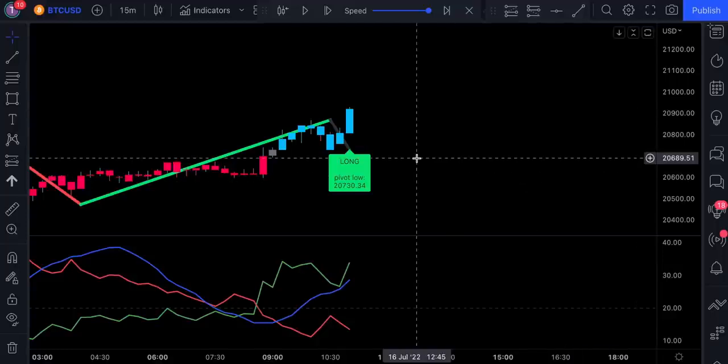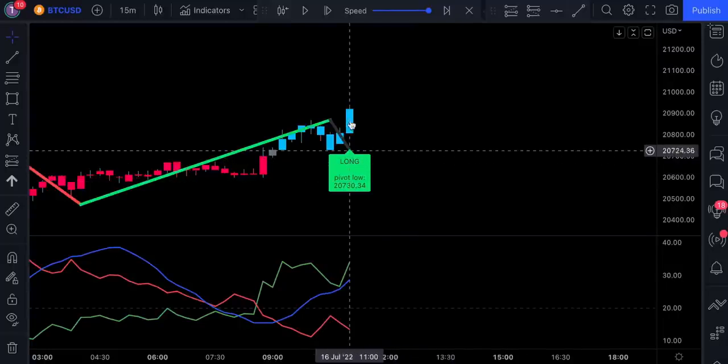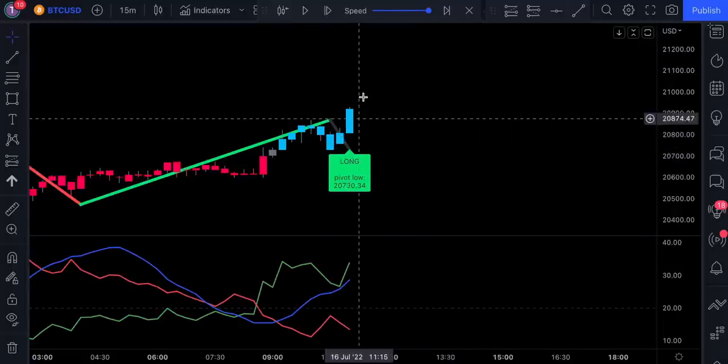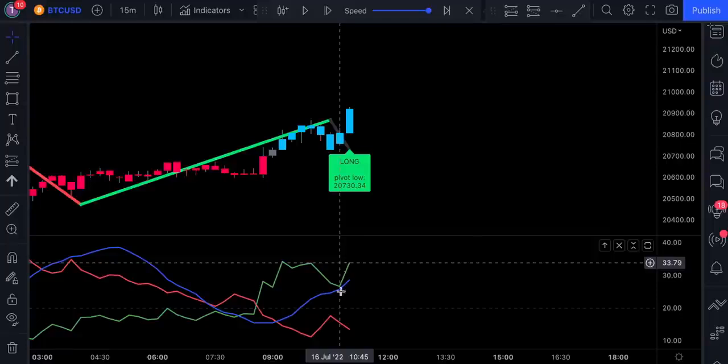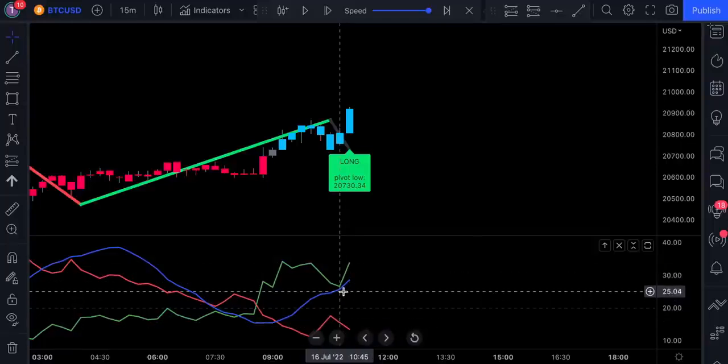So here the zigzag indicator found a pattern. The bar color is blue, which indicates a bullish momentum. The ADX green line is above the orange line, and the blue line is positioned above the 20 level and is pointing upwards.